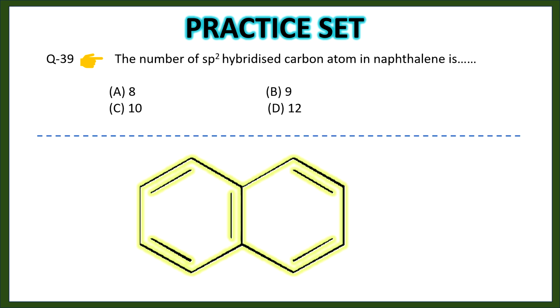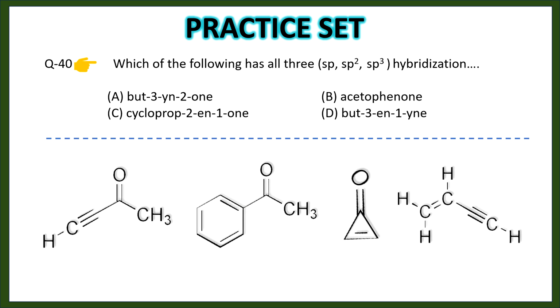Now question number 39. The number of sp2 hybridized carbon atoms in naphthalene is how many? We can see the naphthalene structure, all atoms are sp2 hybridized attached with a double bond. So total 6, 7, 8, 9, 10. 10 sp2 hybridized carbon atoms are there. The correct option is 10.